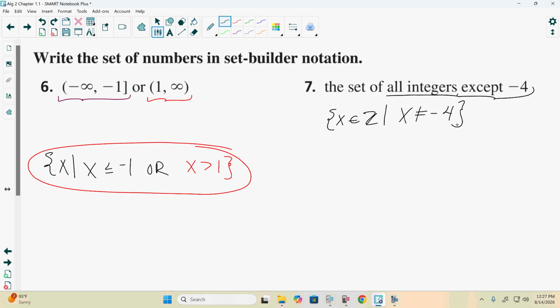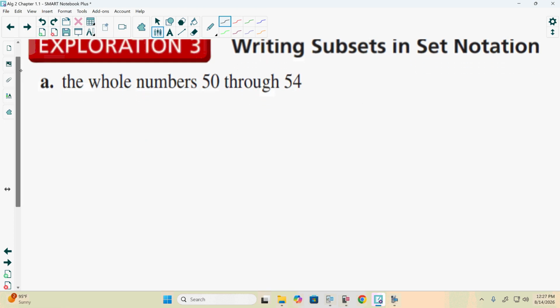Questions on this here? Questions on anything we've done so far? All right, let's look at the next one. So we want to write, so writing sets and set notation.